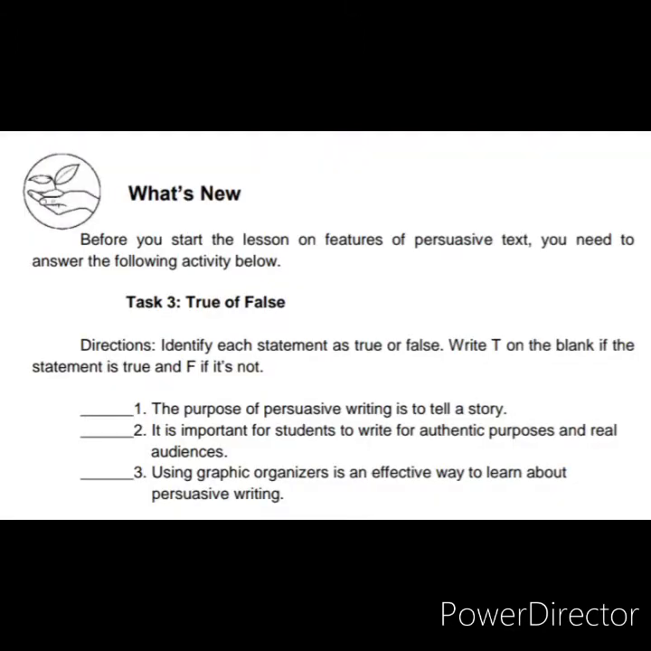Before you start the lesson on features of persuasive text, you need to answer the following activity below. Task 3. True or false? Write T if the statement is true. Write F if the statement is false. You have a minute.